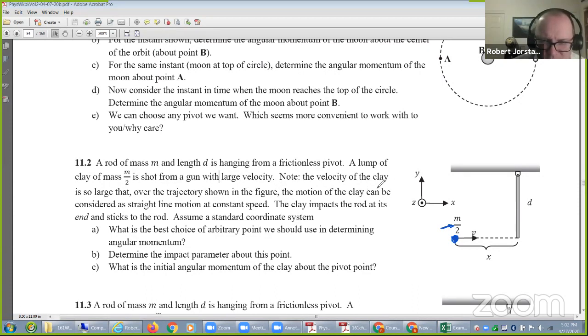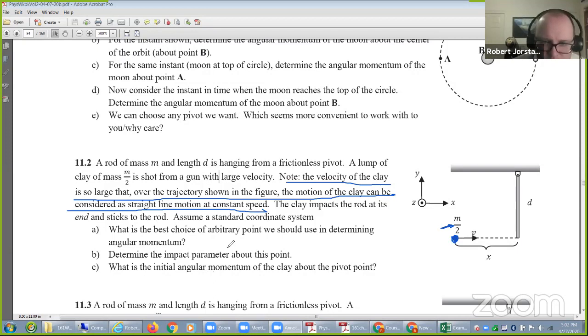Okay, so notice this. This is slightly important here. The motion of the clay can be considered a straight line motion. Obviously, you know that in practice it would go like this, right? It would start to fall down. But what we're told is it's moving so quickly that it's effectively straight line, all right? So yeah, ignore the y motion of the ball.